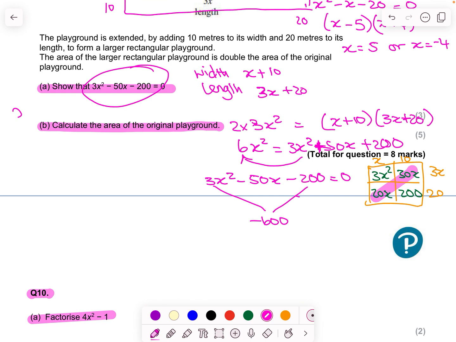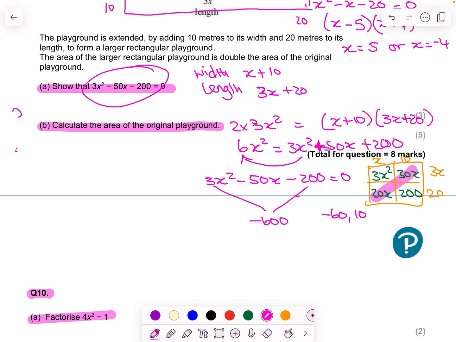Ooh, so that would be 20 and 30. But I've got to be careful. No, that doesn't work, because they can't both be negative. So I'm going to try something else. Minus 60 and 10. Yeah, minus 60 and 10, because that will make minus 600, but add to make minus 50. Okay, that's nice and easy.